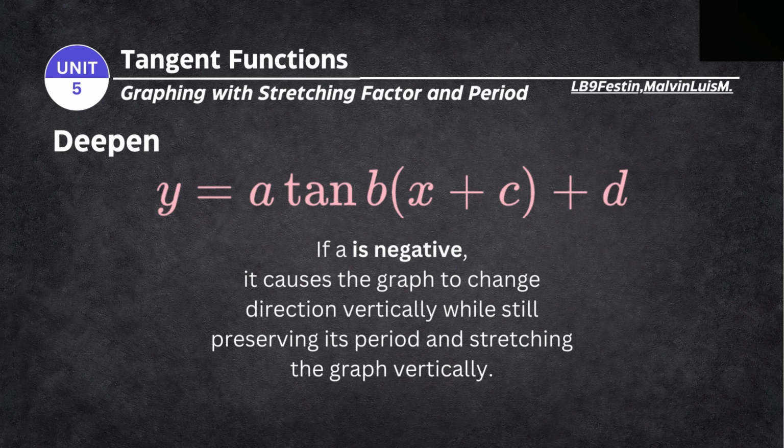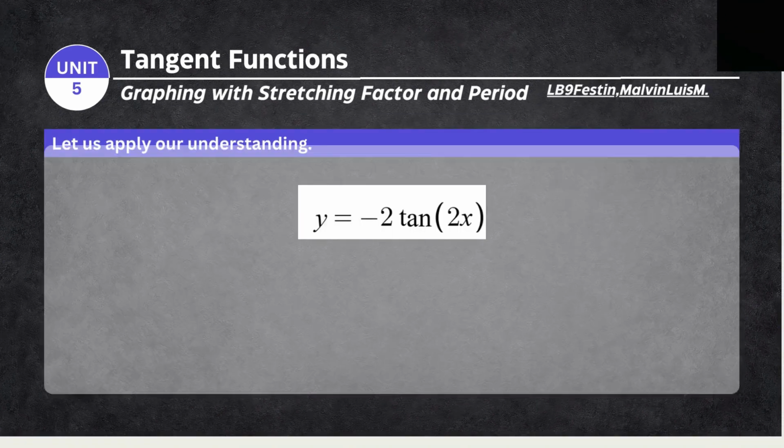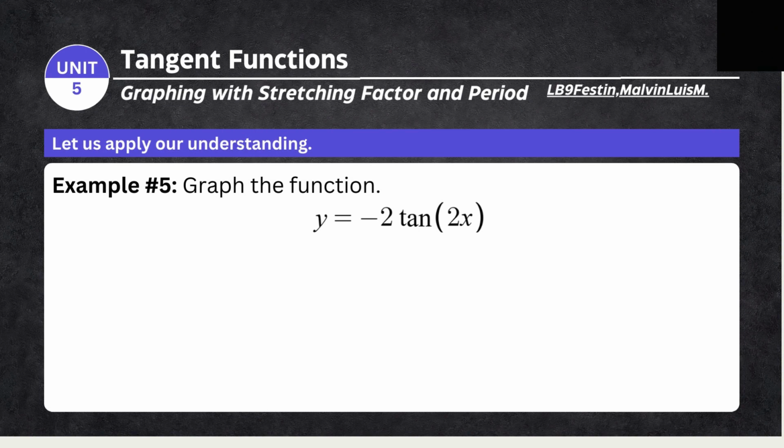However, if the quantity of A is negative and it increases, it causes the graph to change direction vertically while still preserving its period and stretching the graph vertically. However, it will be switched and reflected from its original positions. Now let us have an example.